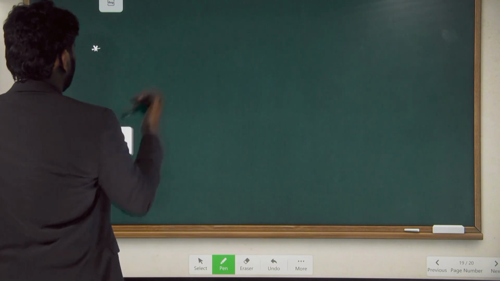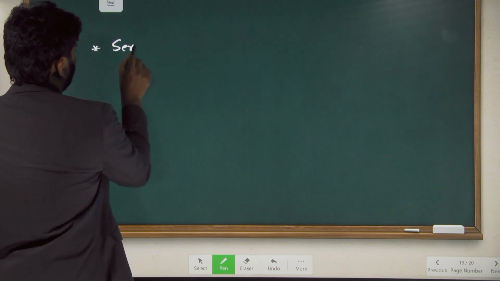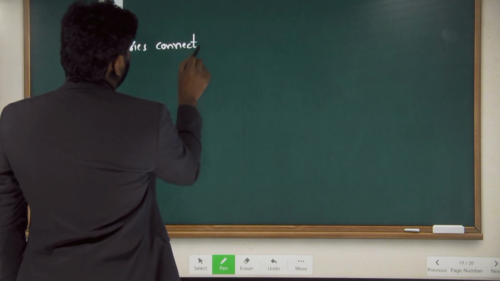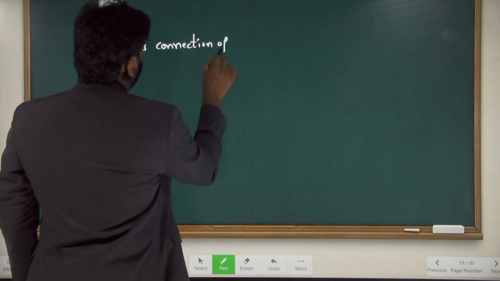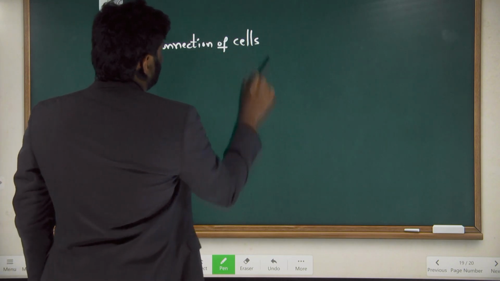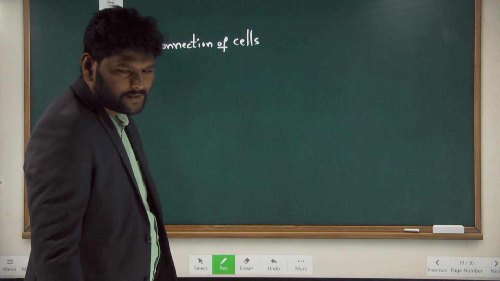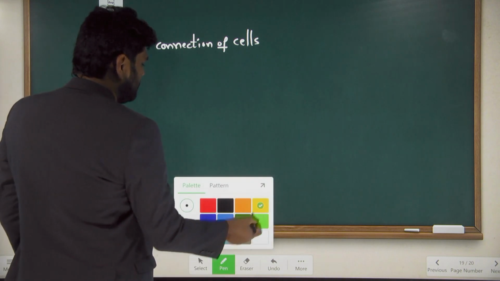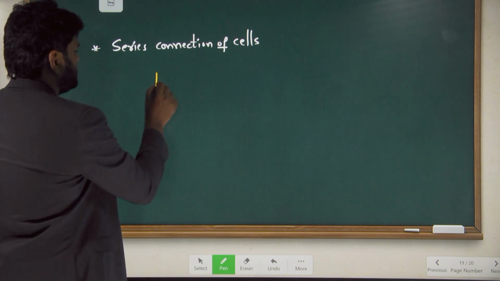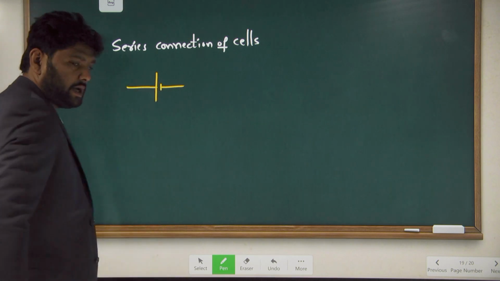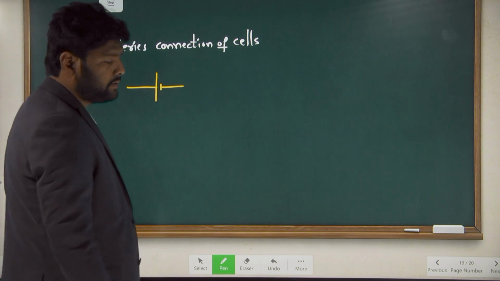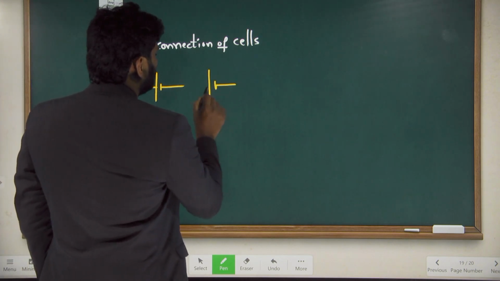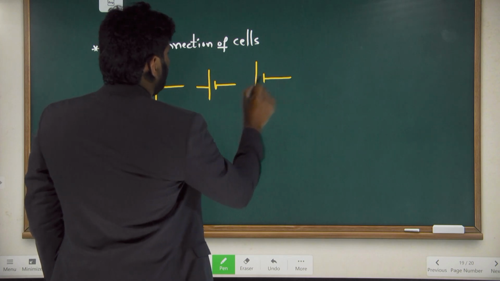Series connection of the cells. So how is the series connection of the cell? You know, this is the symbol for the cell. In the last class I explained the symbol. This is series connection of the cells. I will take 3 cells here.